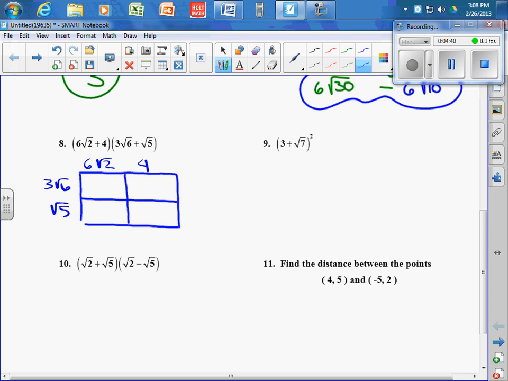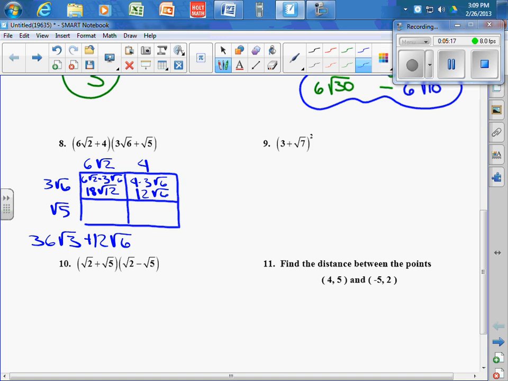Multiply these two, for this first square, I'm going to be taking 6 radical 2 times 3 radical 6. 6 times 3 is 18 times radical 12. What's radical 12? 2 radical 3. So I'm going to have 18 times 2 radical 3. 18 times 2 is 36 radical 3. Then I'm going to be taking 4 times 3 radical 6. That's 12 radical 6.